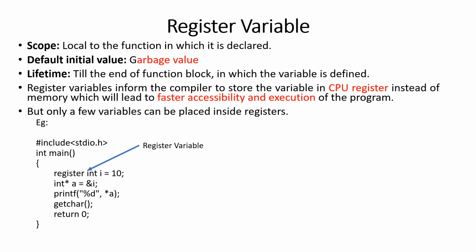But the only difference is that for faster access, the variables will be kept in the CPU register instead of memory. So local variables will be saved in memory, while register variables will be saved in the CPU. This helps in faster access, and execution of the program also becomes faster. The only problem is that we can keep only a few register variables. So we have to think about which variable has to be kept in a register. The most frequently used ones are kept in registers.